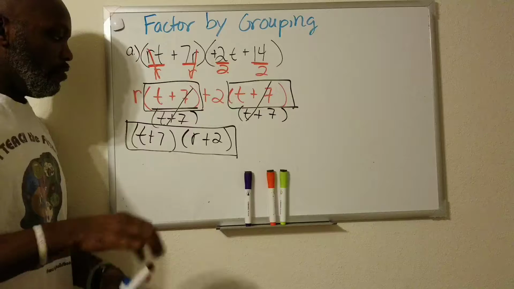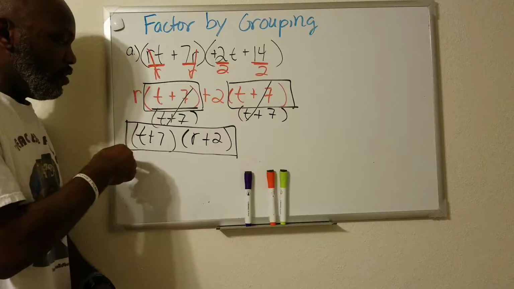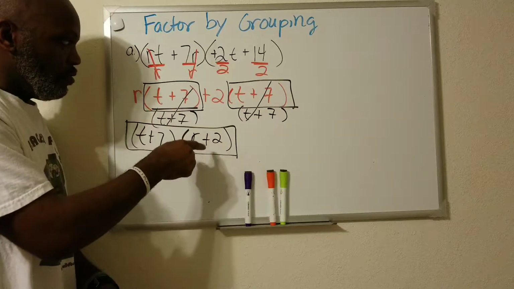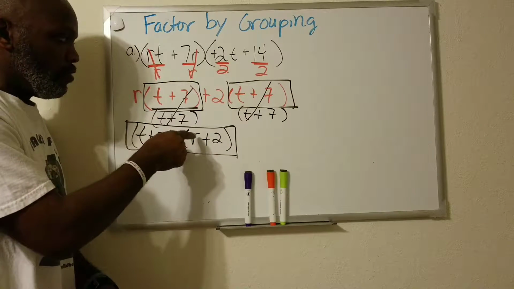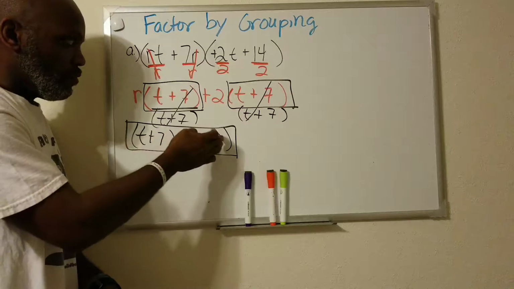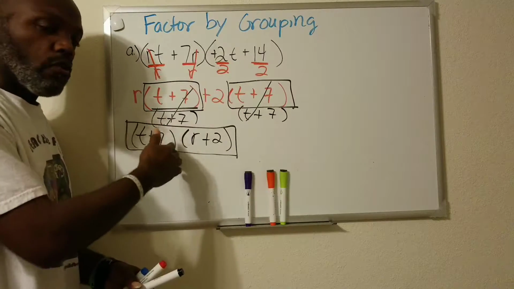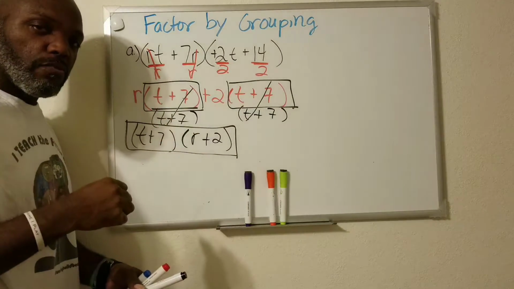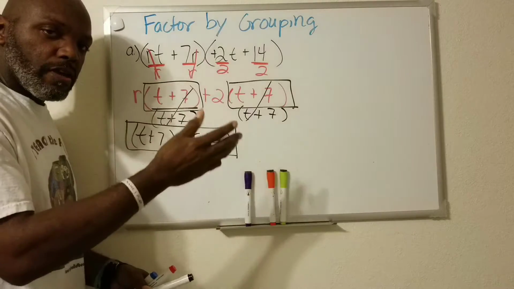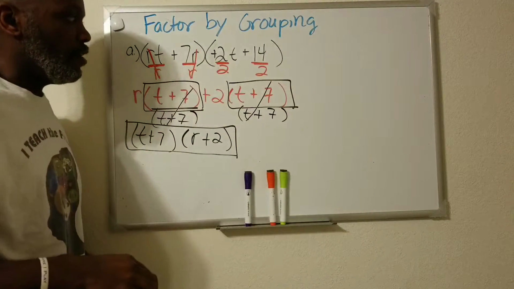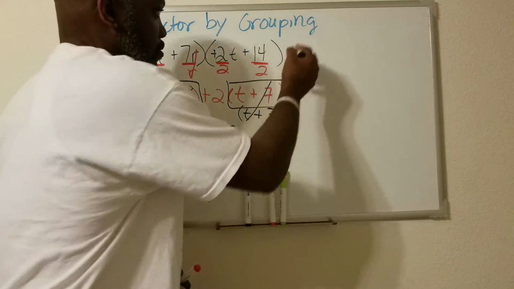And if we were to multiply them together, we would end up with these numbers. All right? And you just look at it. T times R is TR. T times 2 is 2T. 7 times R is 7R. 7 times 2 is 14. And that's your answer. You can use the FOIL method, or as I've stated previously, the box model method. All right? So let's try another one.